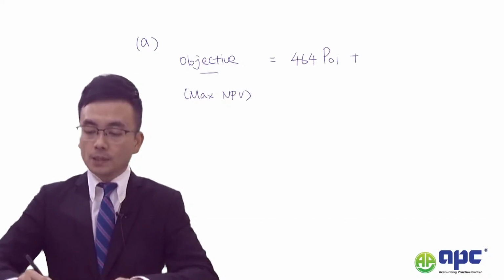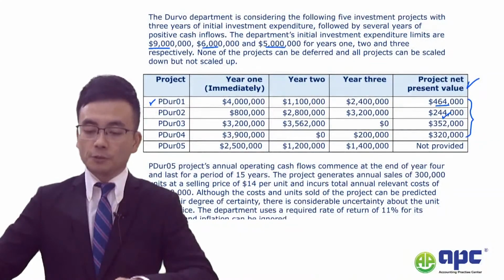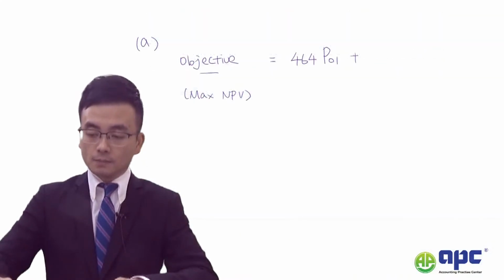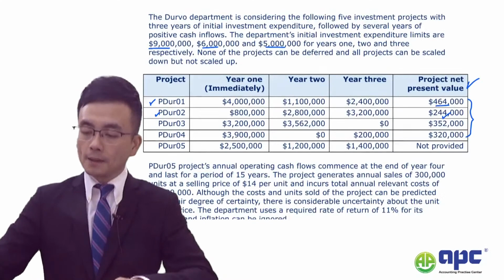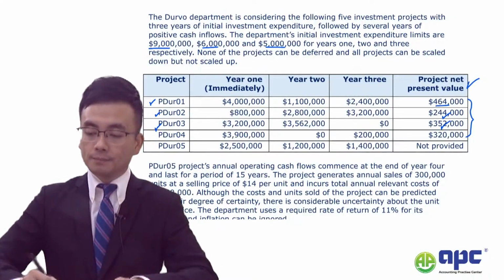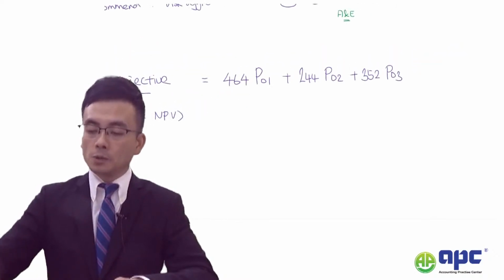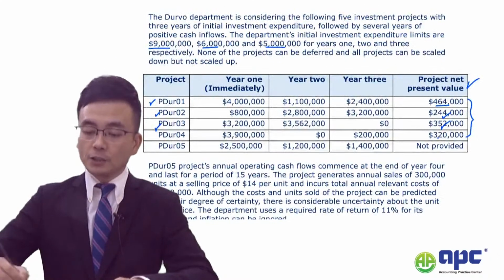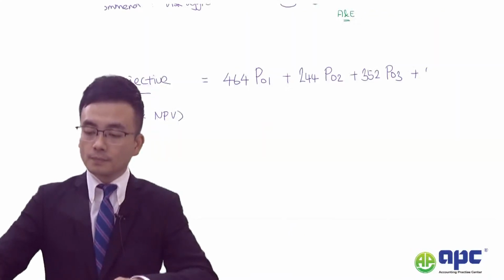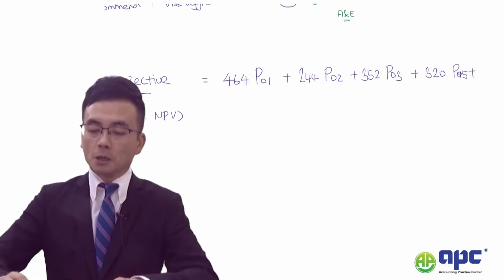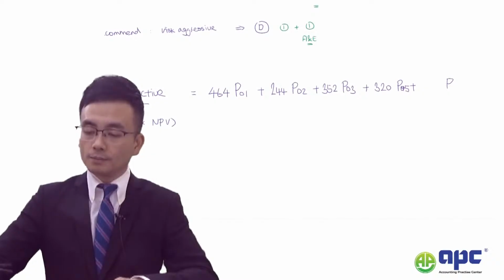And then we'll get 244 for project 2. And then we'll get 352 for project 3. I will get 320 for project 4. How much will I get for project 5? So we need to work this out.